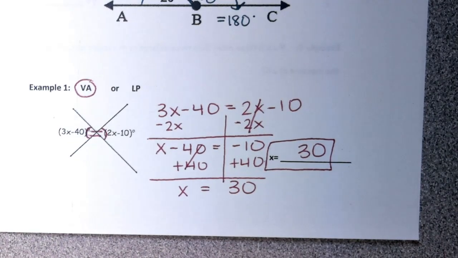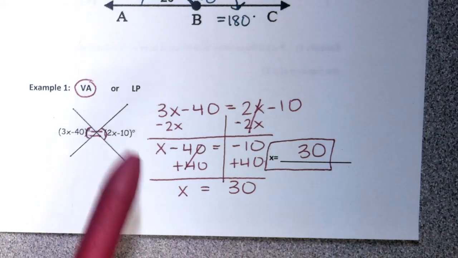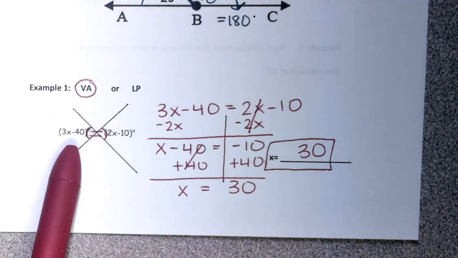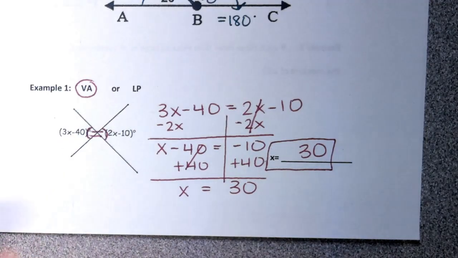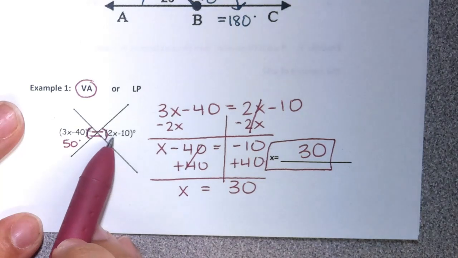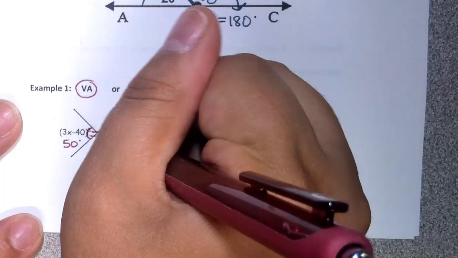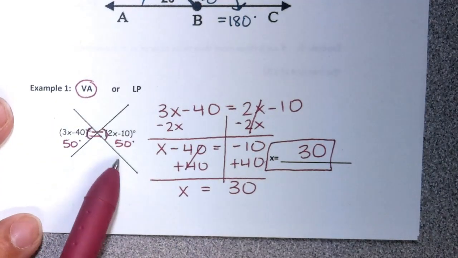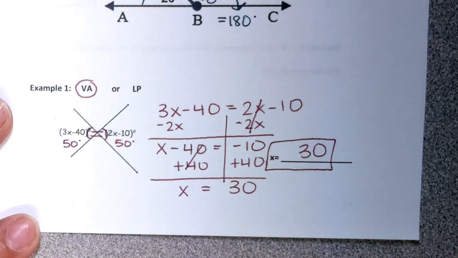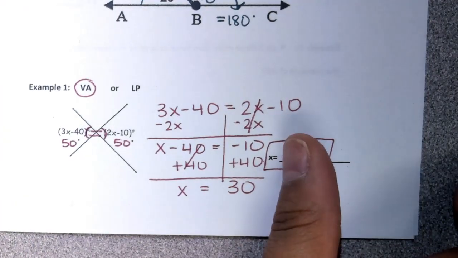So back to what you were saying, Marcelo. If I plug in, what is 3 times 30? 3 times 30 minus 40. So this angle is 50 degrees. And then do it on the other side. What is 2 times 30? 60. Minus 10. That's how they're the same. Because once you plug in the x, you get the same answer for your angles. Okay? When you're done writing that down, please open up to the next problem.